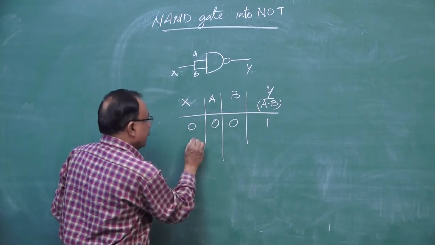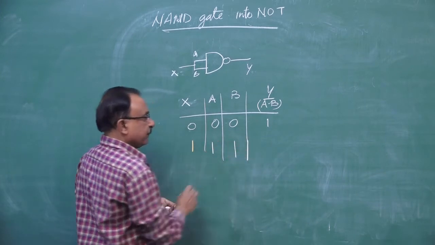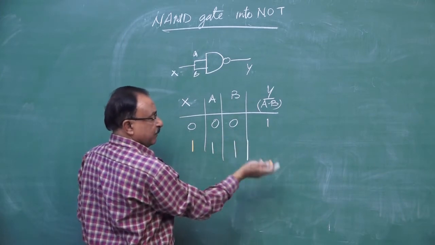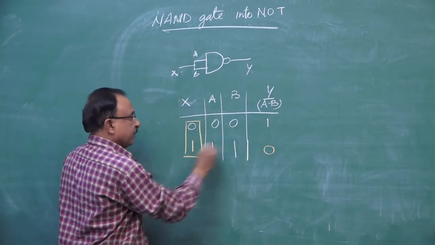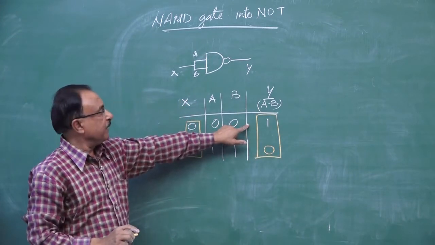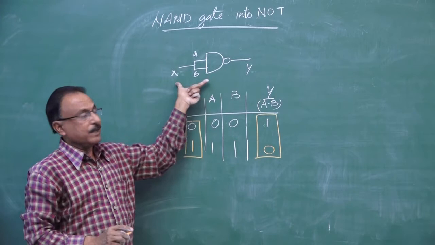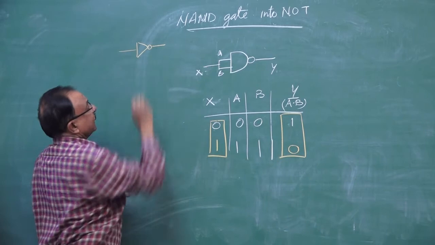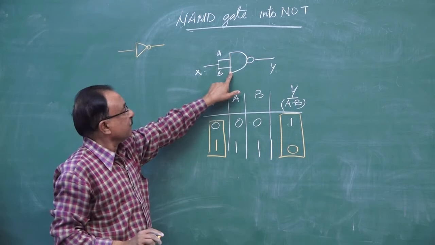Similarly, if we put the input 1, then A and B will also be 1 and 1 only. There is no other choice. Then the output will be 1 into 1, which is 1, and the invert of it is 0. So at 0, 1 we get the output 1, 0. It has inverted the input. X has been inverted in the output. So it worked like a NOT gate. Earlier we had the symbol of the NOT gate like this. You can also use this symbol in place of that gate.